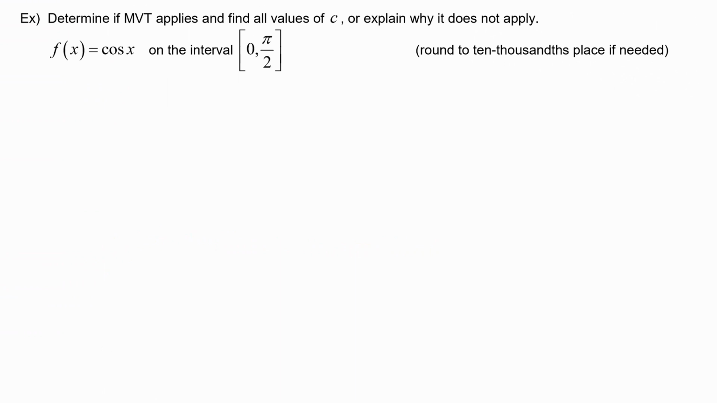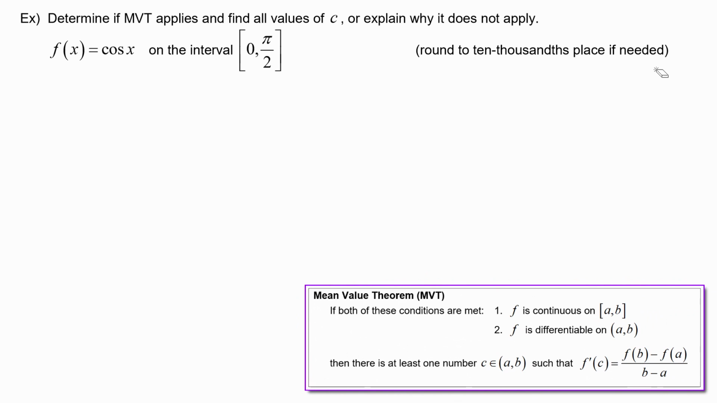In this example, determine if mean value theorem applies and find all values of c, or explain why it does not apply. F of x is equal to cosine x on the interval 0 to pi over 2 and round to 10,000ths place if needed. Before we can apply the mean value theorem, f must satisfy the two conditions of the hypothesis. So first, f must be continuous on the closed interval from 0 to pi over 2.